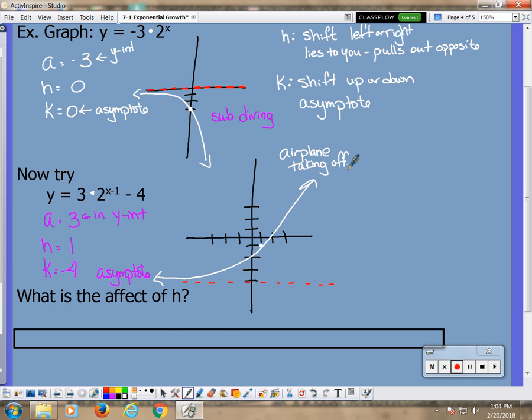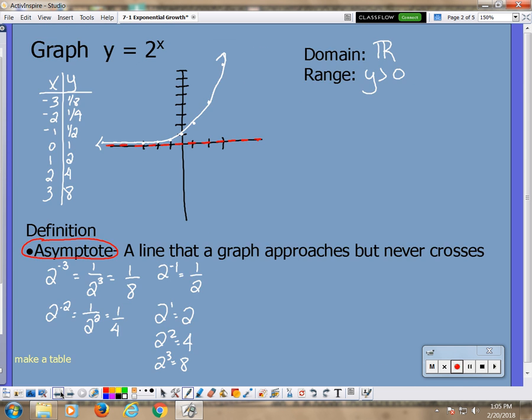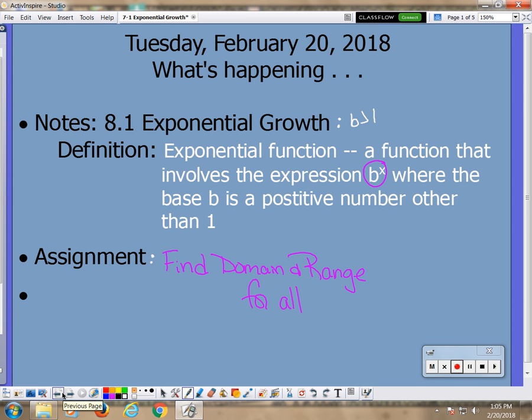In the homework tonight, it is a worksheet. And I expect you to, besides graphing them, find the domain and range for all of them, and you will graph using a point and the asymptote. So just like I did the last two graphs that I did on here, that's how you will graph all of your homework.